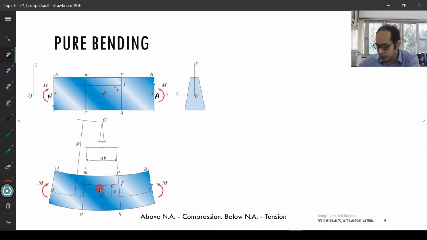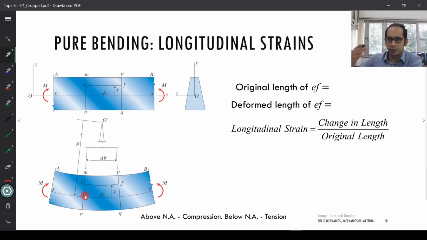But if you take a line which is above the neutral axis, essentially in the region where you have compression, that line contracts. We had seen that the upper half of the beam above the neutral axis undergoes compression, and the bottom half undergoes tension, right? So now let's start to write some of the formulations that we may get when we are looking at these kinds of beams which are undergoing this level of bending.